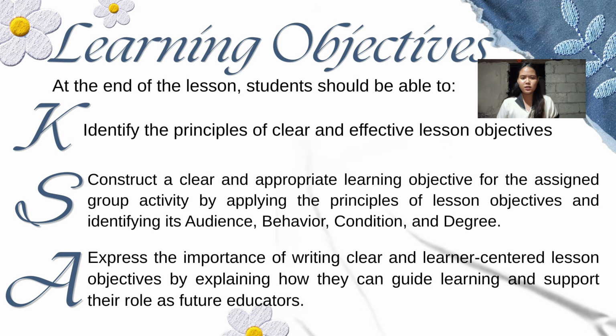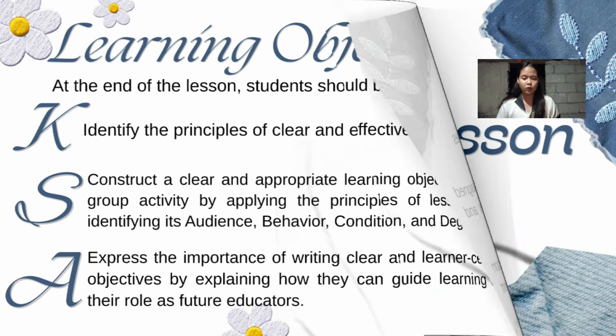At the end of the lesson, students should be able to, for the knowledge, identify the principles of clear and effective lesson objectives. For our skill, construct a clear and appropriate learning objective for the assigned group activity by applying the principles of lesson objectives and identifying its audience, behavior, condition, and degree. For our affective, express the importance of writing clear and learner-centered lesson objectives by explaining how they can guide and support their role as future educators.